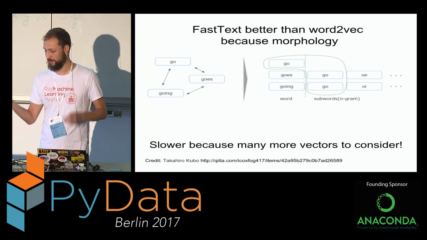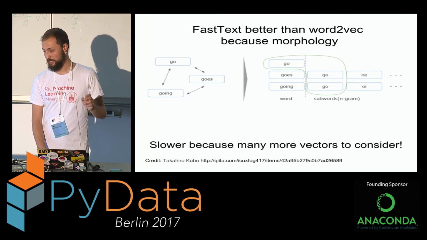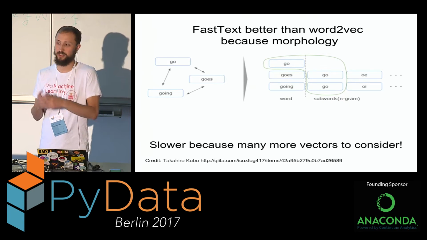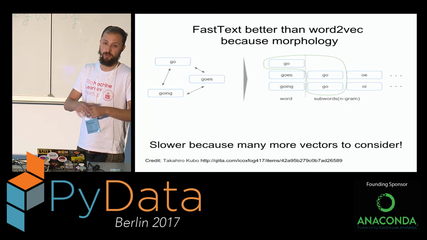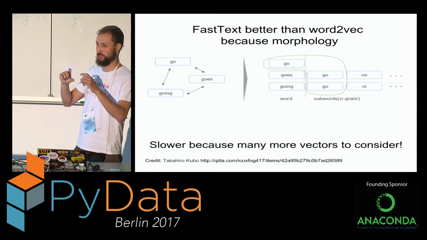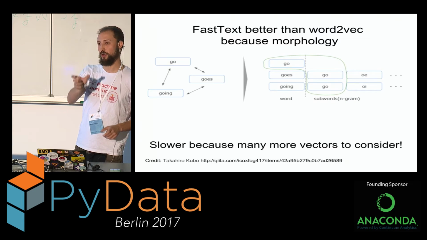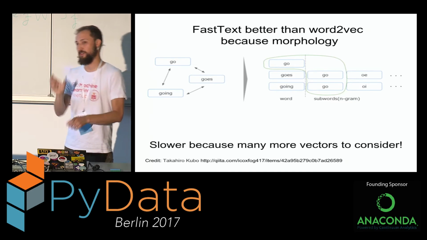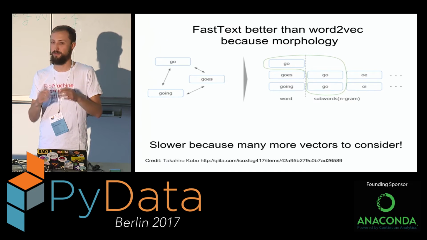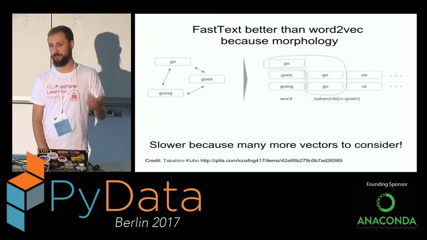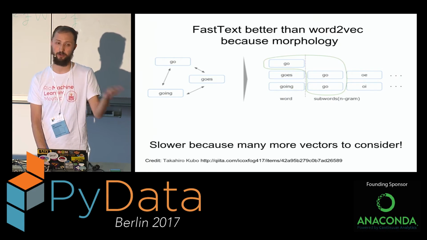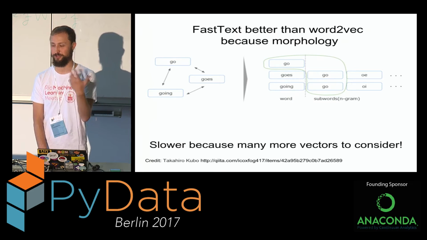So it works really well, but it's also slower. And the reason it's slower is because I have many more vectors in my vocabulary. Instead of having one word "going", I have the word "go", the subword "ing", and so on. So my vocabulary is much bigger, and I have to consider many more candidates. That's why fastText is slower than anything else. They should call it slow text, maybe.